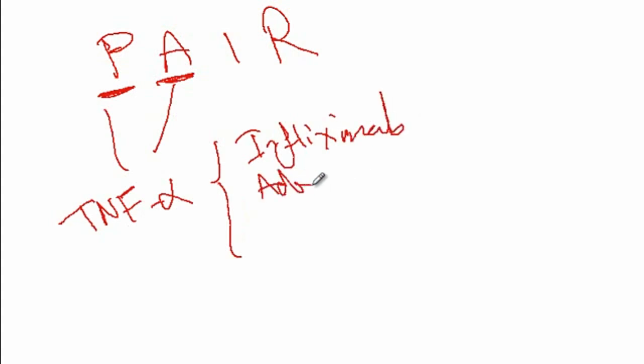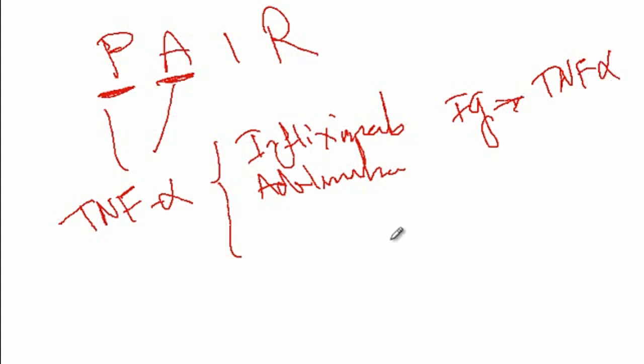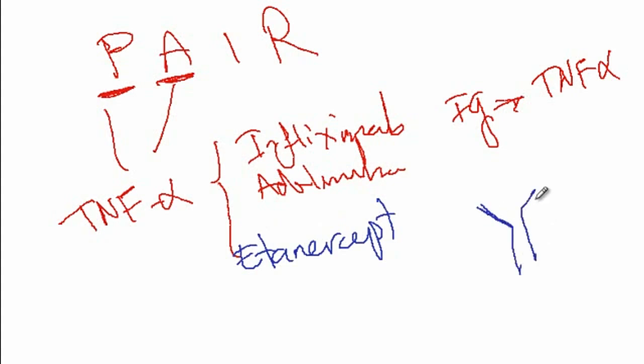or adalimumab, which are the immunoglobulins that are made against the TNF-alpha. And then there is one other medication called etanercept, which is made by the recombinant DNA technology. So what they do is that, you know how the immunoglobulin is made of the heavy chain, light chain, and then here is called the Fc portion of the immunoglobulin.